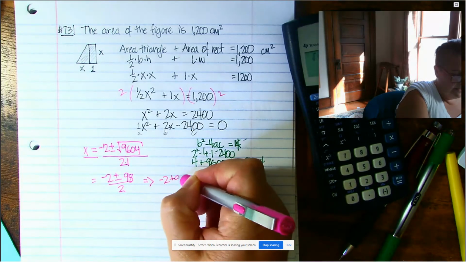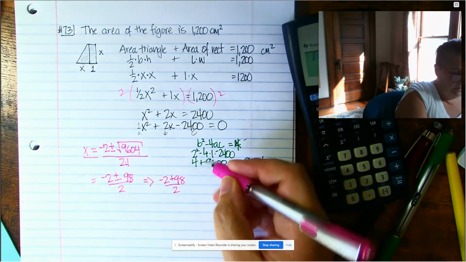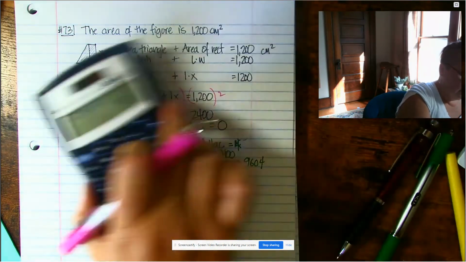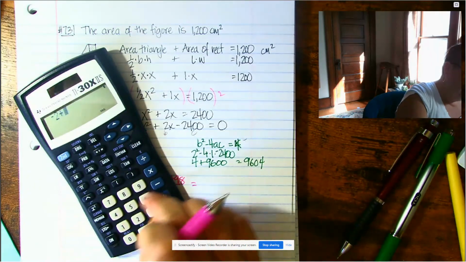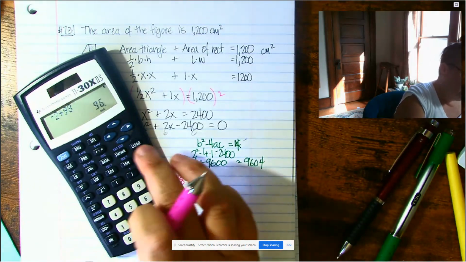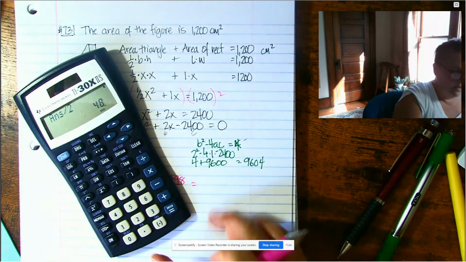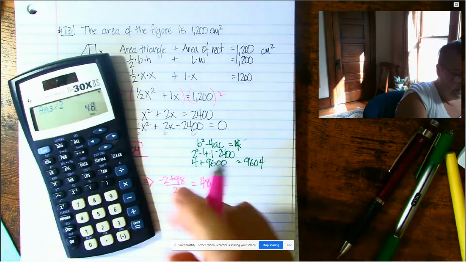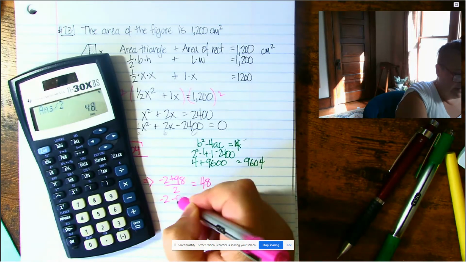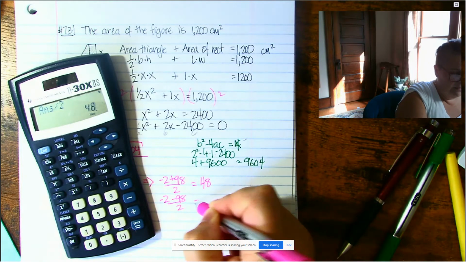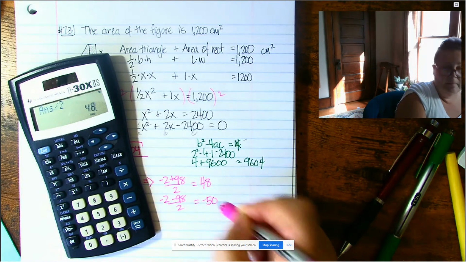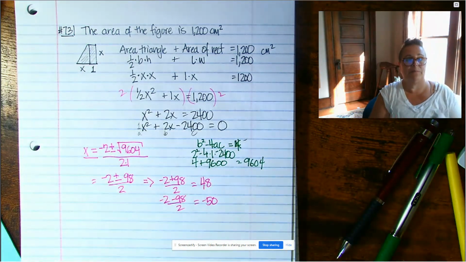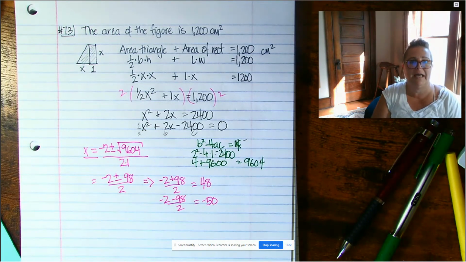Negative 2 plus 98 over 2, which is, let's see, 96. Divide by 2, 48. And the other solution would be a negative 2 minus 98 over 2, and that's going to be a negative 50. So that should give me my 2 solutions, except, good catch.